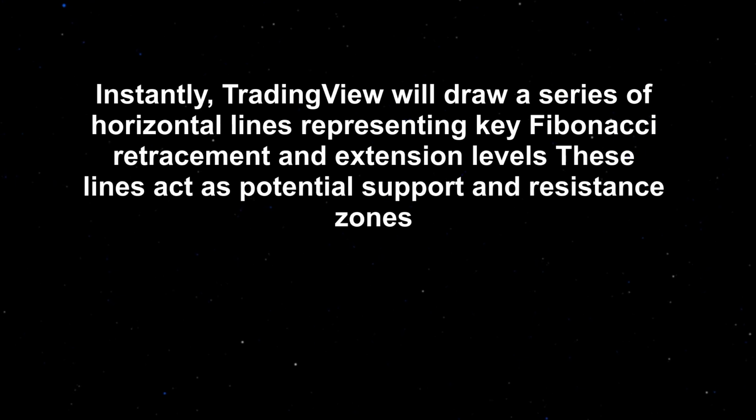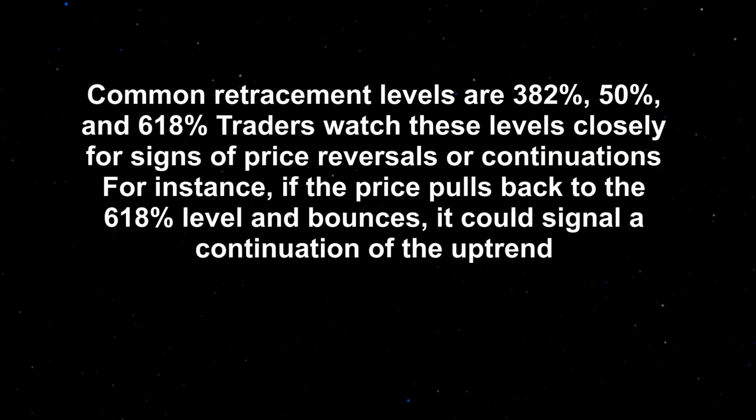Instantly, Tradingview will draw a series of horizontal lines representing key Fibonacci retracement and extension levels. These lines act as potential support and resistance zones. Common retracement levels are 38.2%, 50%, and 61.8%. Traders watch these levels closely for signs of price reversals or continuations.